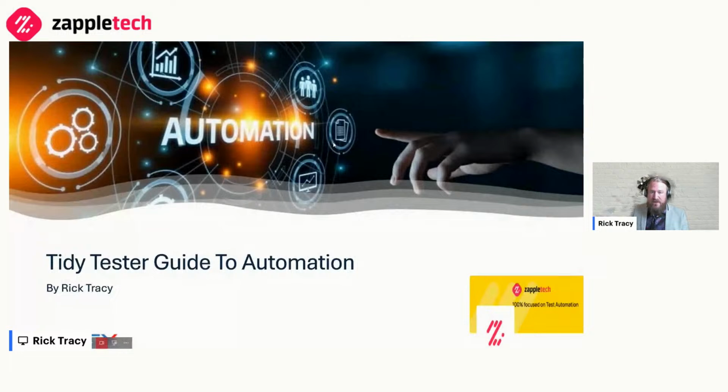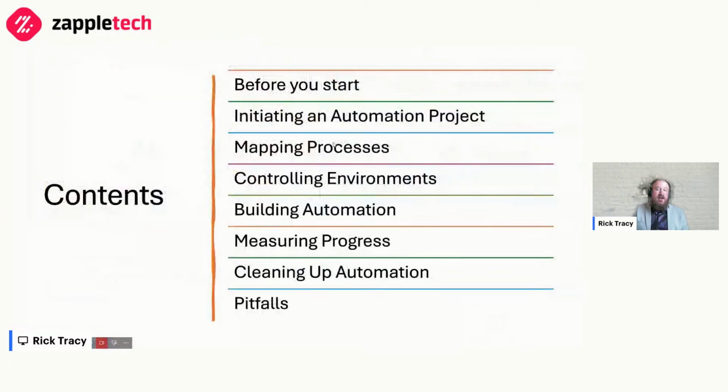So let me pop over there. Contents, some things we're going to talk about today. There's a couple things you really need to think about before you start. If you don't do these things, it's probably going to give you a lot of issues down the line. Then we're going to talk about how do you initiate an automation project rather than just be automating certain things. How do you make sure you get a good grip on the scope of things?